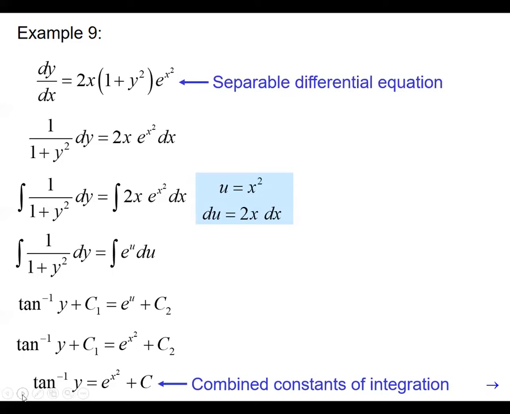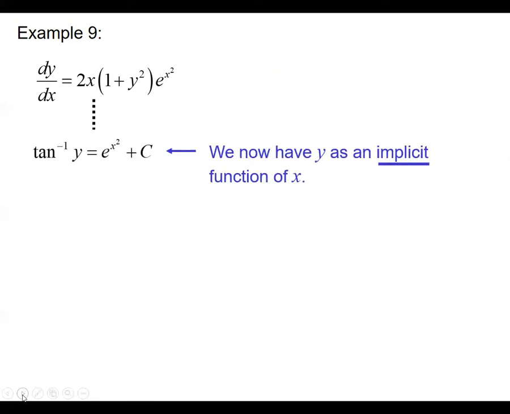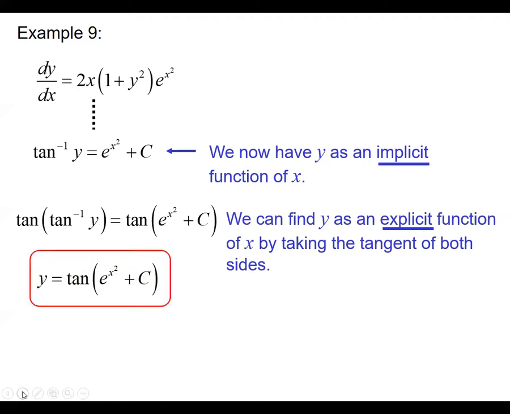And now my task is just to get the y by itself. So here I am. And hopefully you remember from Mrs. Miller how to undo an inverse tangent: we can take the tangent of both sides, because the tangent of the inverse tangent will just cancel out and give me y. And there's my solution.